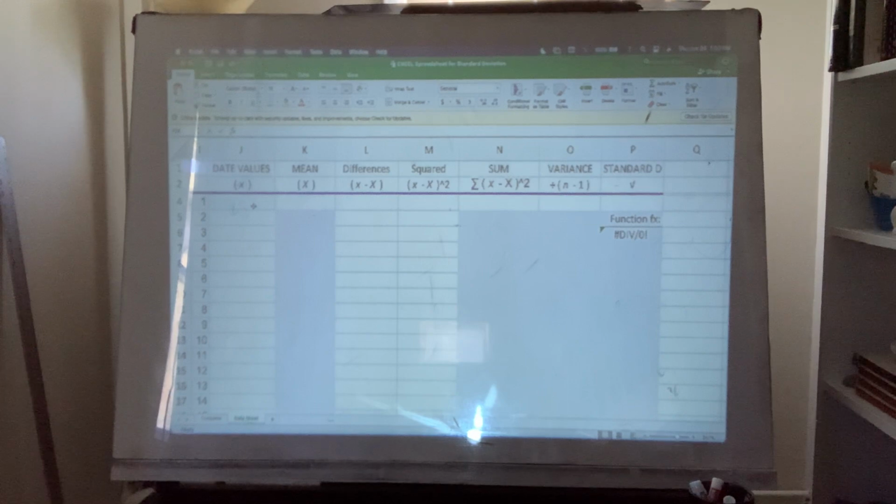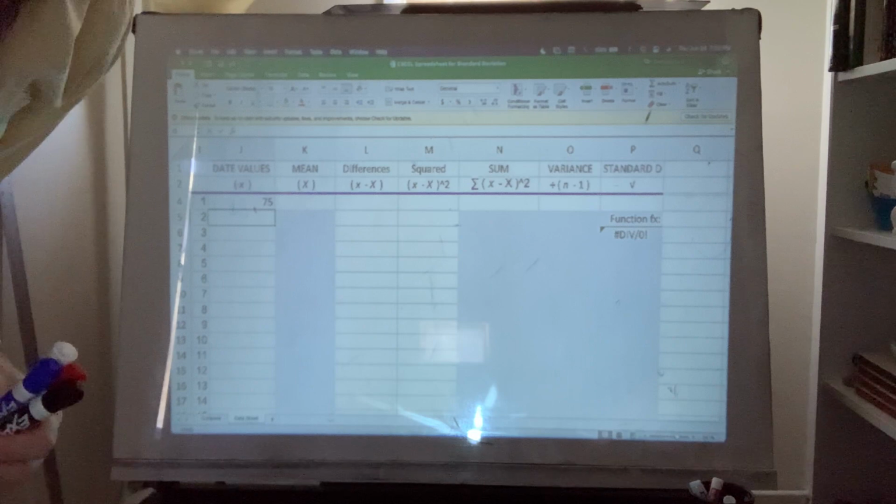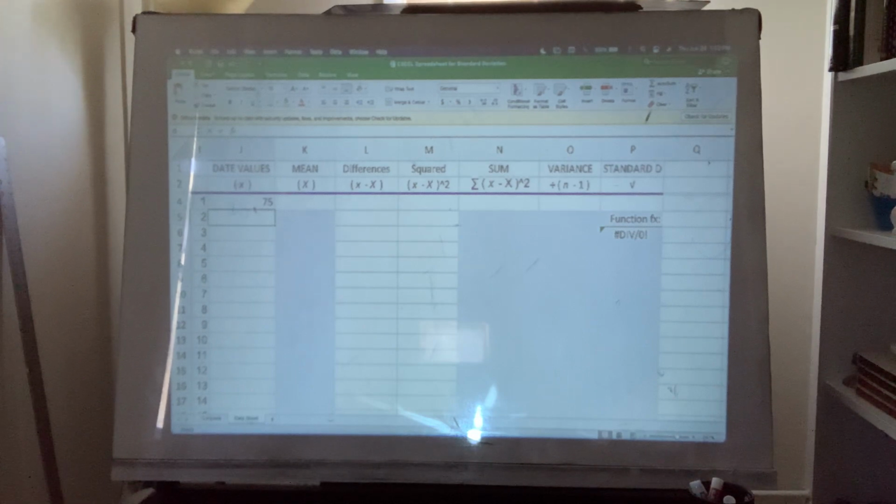Let's say I put them in sort of out of order, as they originally were. 75 you would type, and it'll automatically be right justified. 81 was the next number. 83, I believe it was 78, and then 74, pardon me, 81, and then 74.